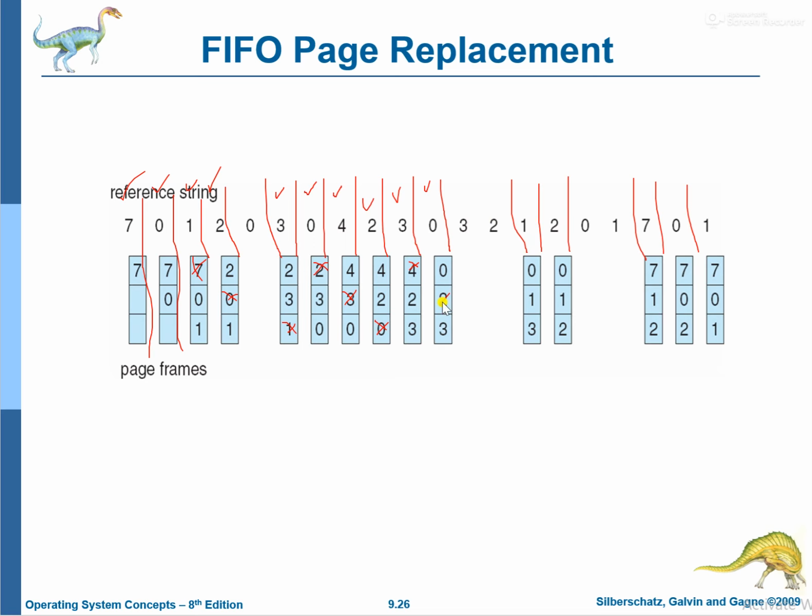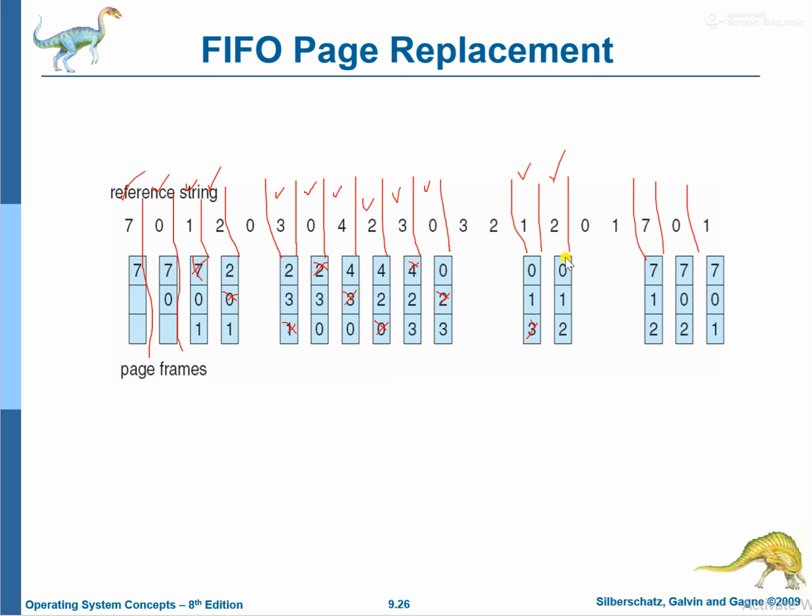So what will be the victim now? 2 is the victim and 1 will be brought into main memory. Then we need 2. So 2 is not present over here. We have to bring it. Victim is 3 and 2 will be placed over here. So it looks like this: 0, 1, 2. Okay, we need 0. 0 is already there. We need 1. 1 is already there. Okay, now we need 7.